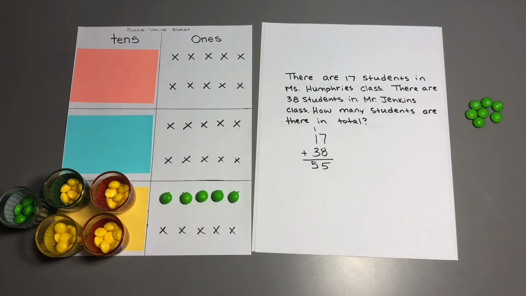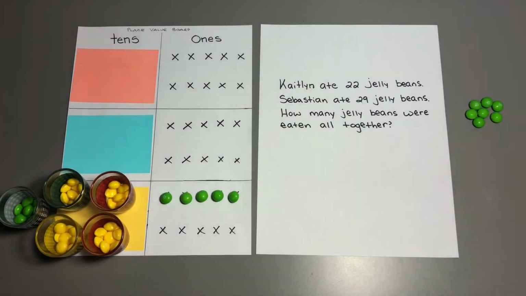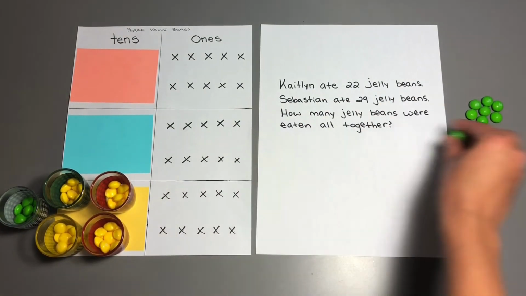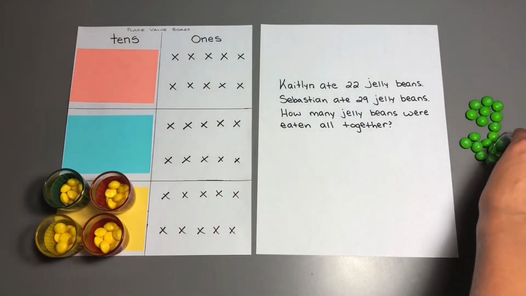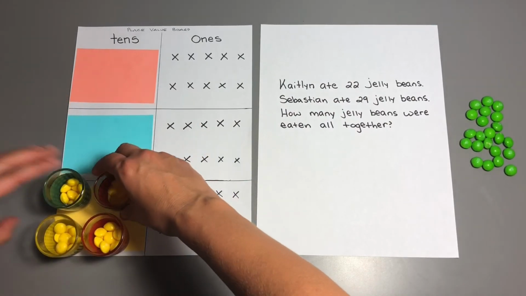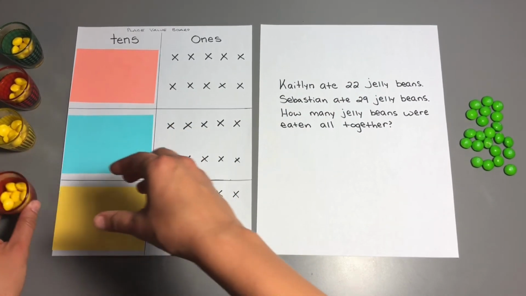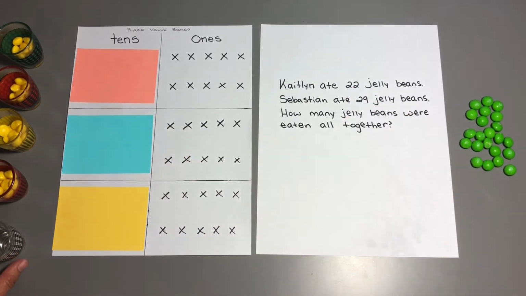Now let's look at another equation and put all of our Skittles back. Caitlin ate 22 jelly beans. Sebastian ate 29 jelly beans. How many jelly beans were eaten altogether?